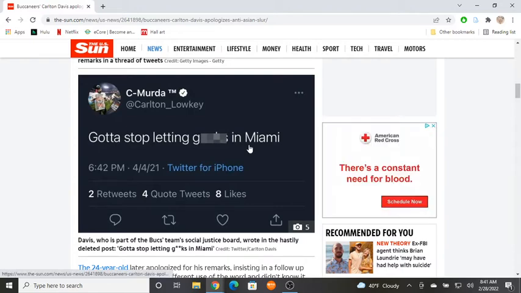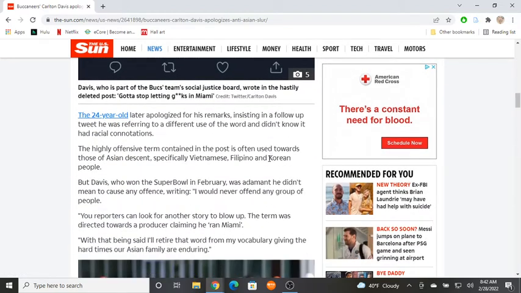But a lot of you, and this always surprises the students who know that it's not a great word to use, a lot of you don't. And by the way, I happen to think there's a good reason for that, but let's cover this for a moment. He tweets this, "Got to stop letting those people in Miami," where he's from. And the internet, according to this article, doesn't take kindly to that.